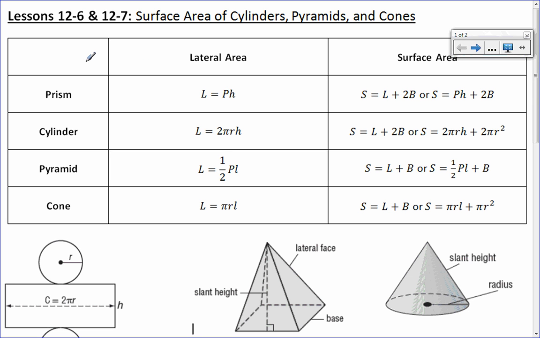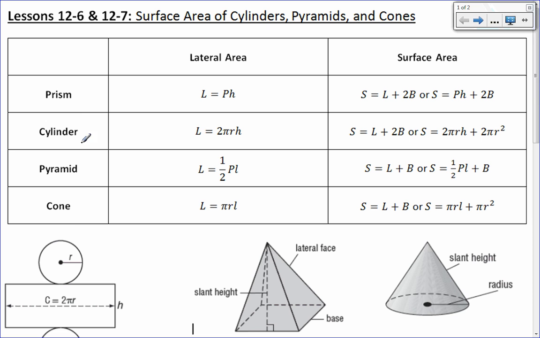This is lessons 12.6 and 12.7, surface area of cylinders, pyramids, and cones. So in this table, we have formulas for lateral area and formulas for surface area for each of the figures that we've discussed. Prisms, cylinders, pyramids, and cones. Prisms we had in section 12.5, and then cylinders come from section 12.6, and pyramids and cones are in section 12.7. So if you look at these formulas, we've already seen and worked with the formulas for a prism.